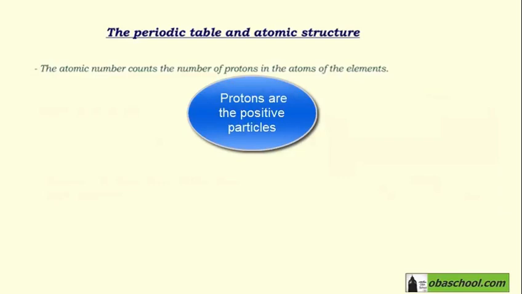The periodic table and the atomic structure. We'll see now the relation between the periodic table and the atomic structure. The atomic number counts the number of protons in the atoms of the elements. Atomic number is the number of protons, the positive particles, in the atom of this element.